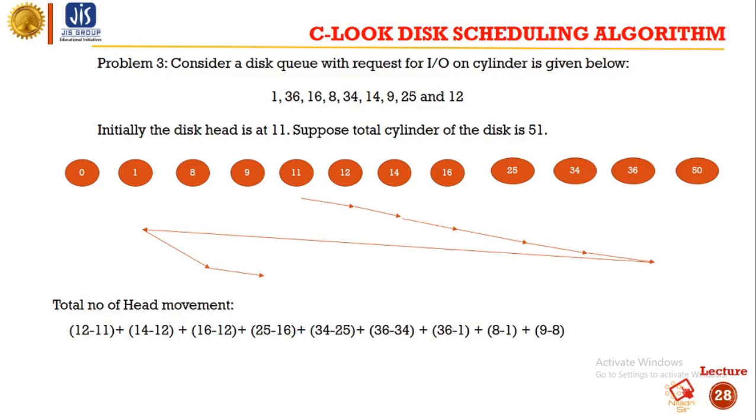From 36 we have moved to 1, so the head movement is 36 minus 1. From 1 we have moved to 8, so the total head movement is 8 minus 1. And from 8 we'll move to 9, so the total head movement is 9 minus 8. So this is how it works. The answer is 70. So this is the C-LOOK disk scheduling algorithm.